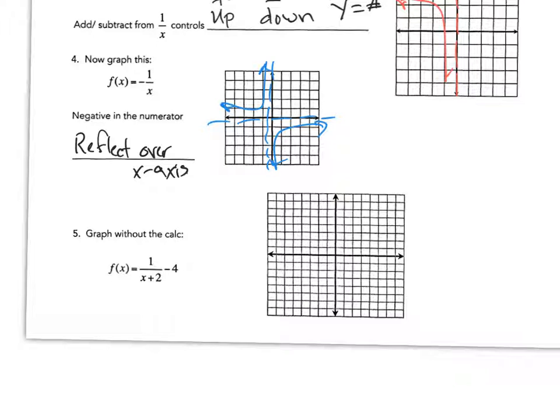So now when we go to graph this without the calculator, the denominator controls left and right. So we're going to move this thing left 2, and this minus 4 on the outside controls the up and down. We're going to move it down 4. And when we say move, we mean the asymptotes. You draw the asymptotes first. So I'm going to draw the left one 2, and then I'm going to draw the asymptote down 4.